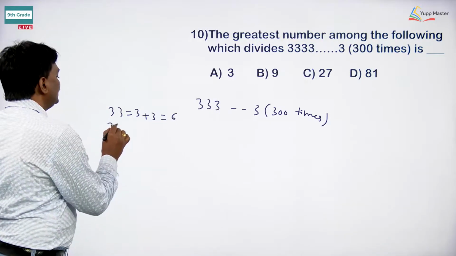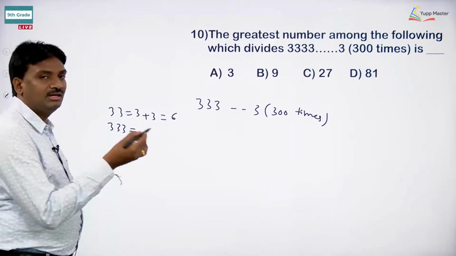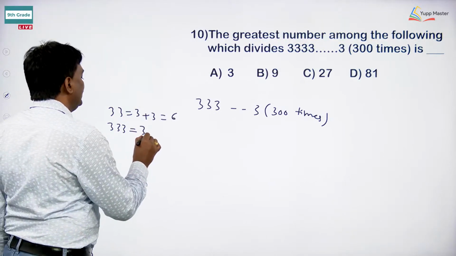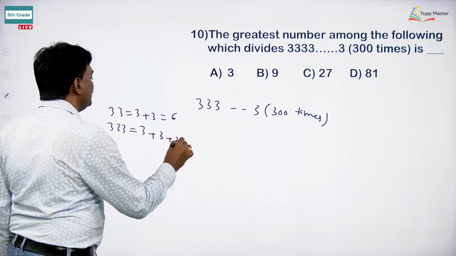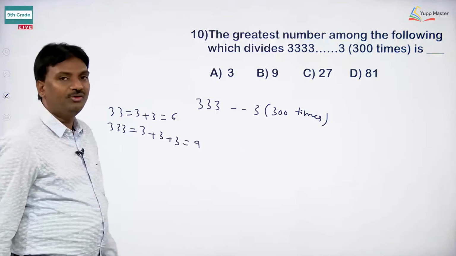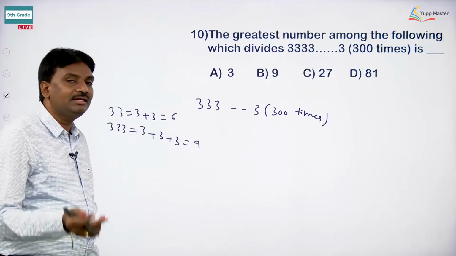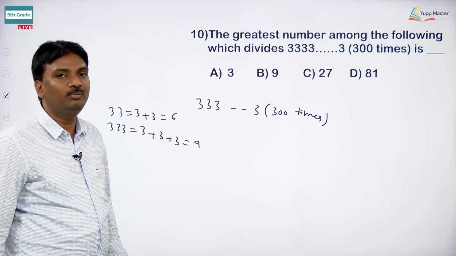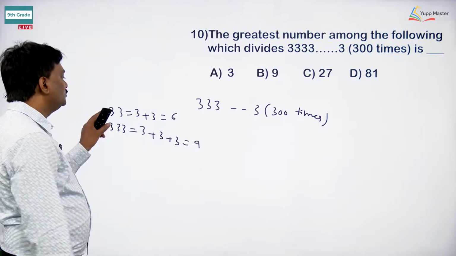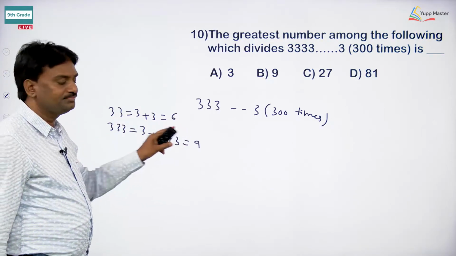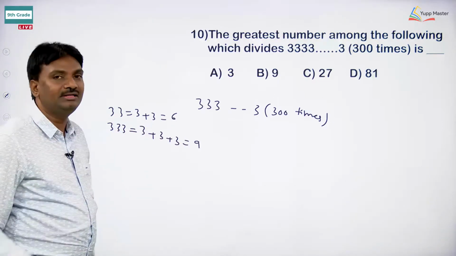If we have 333, it means three 3's are there. 3 plus 3 plus 3 is 9. We know 9 is divisible by 3, so that's why 333 is also divisible by 3. Here two 3's are 6, and here three 3's are 9.